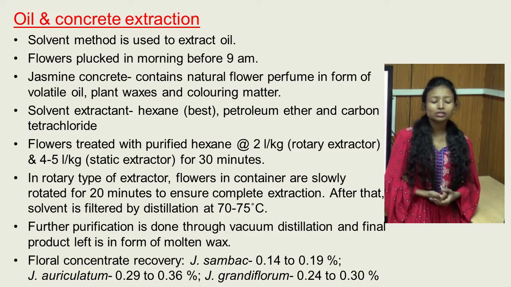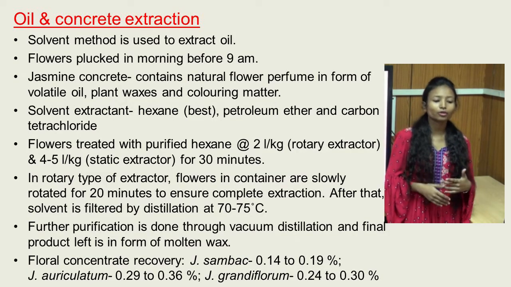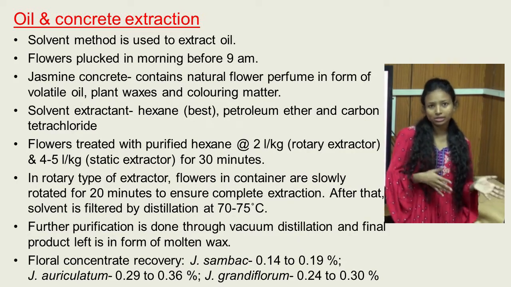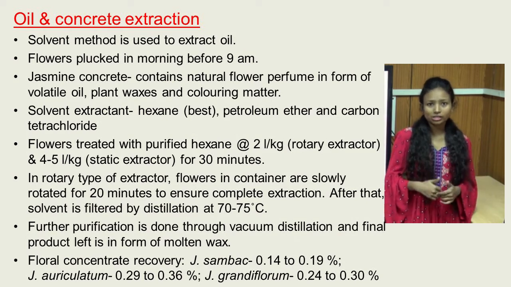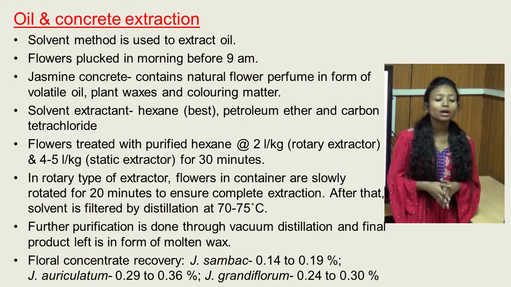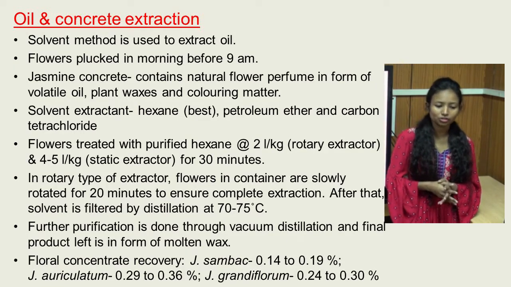The flowers are first treated with purified hexane at the rate of 2 liters per kg of flowers in the case of a rotary extractor, where the flowers along with the hexane are continuously stirred. And in the case of a static extractor, where they are not disturbed, the hexane dose is 4 to 5 liters per kg of flower.